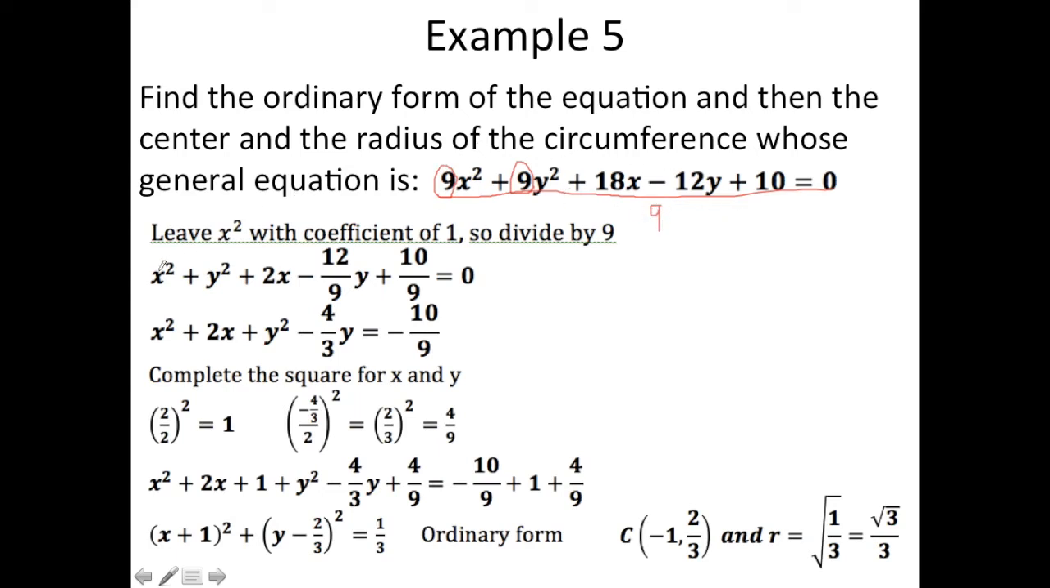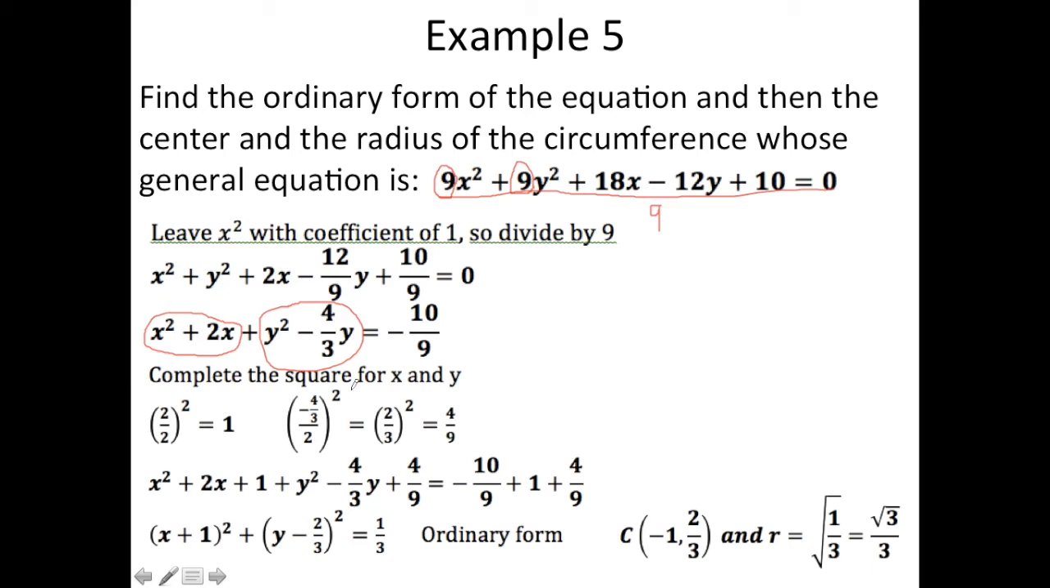9 divided by 9 gives me 1, so I have x squared. 9 divided by 9 gives me 1, so I have y squared. 18 divided by 9, I end up with 2. Negative 12 divided by 9, negative 12 ninths, and 10 over 9, 10 ninths, and 0 over 9, 0. Once you have it this way, guys, I'm going to organize my data. X's with x's, so I have x squared with 2y, y squared with y, and everything else that doesn't have a variable must go to the other side. So that's why I took this 10 over 9 and I subtracted to the other side.